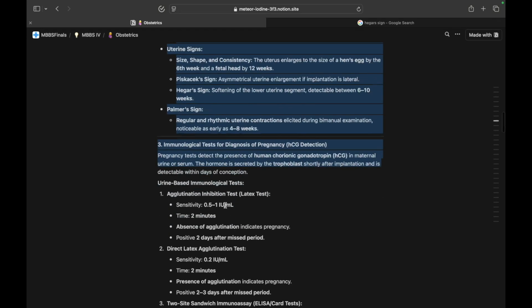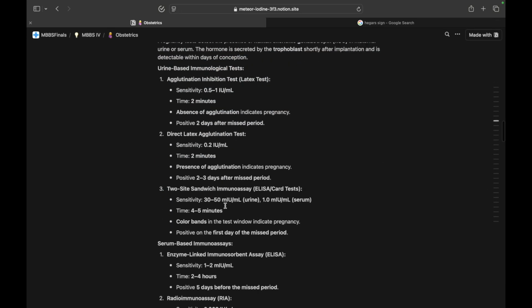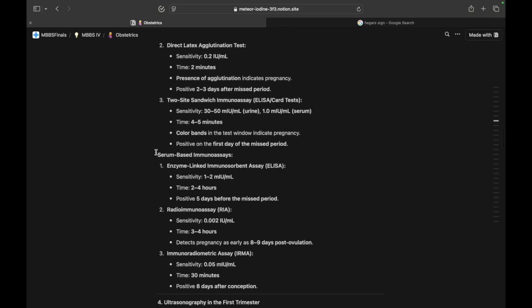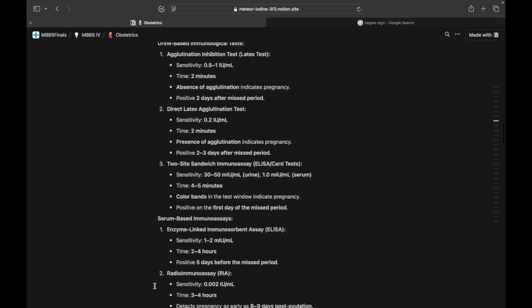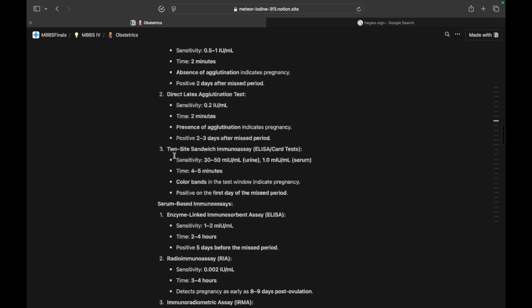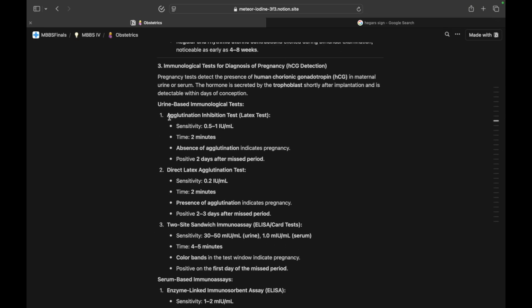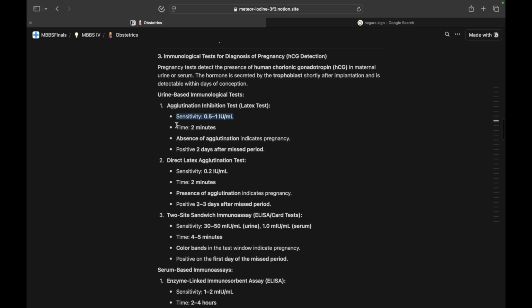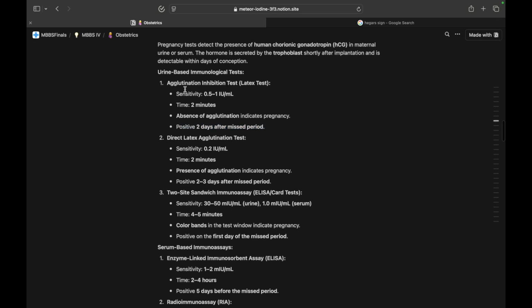There are urine based immunological tests, and then there are serum based immunoassays. So here there are 3 and here there are 3. So the first one, agglutination inhibition test, latex test, has a sensitivity of 0.5 to 1 international units per ml. Time is 2 minutes and absence of agglutination indicates pregnancy, and it is positive 2 days after missed period. So this is the first test.